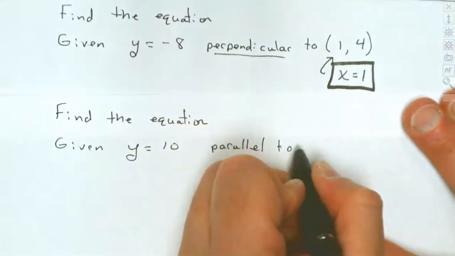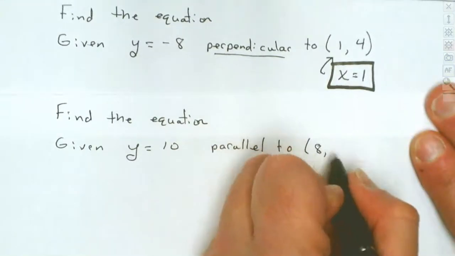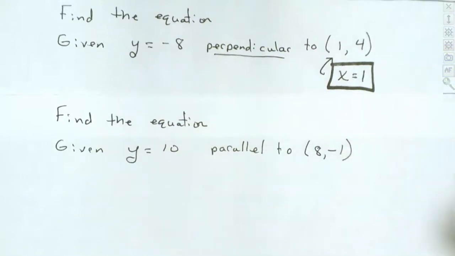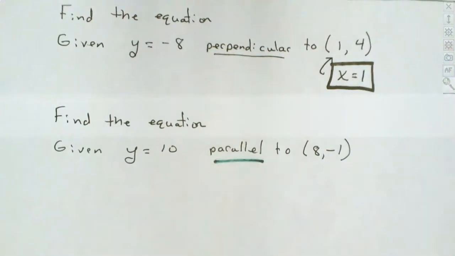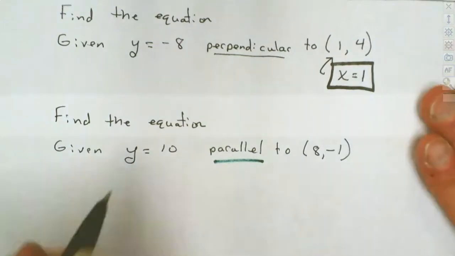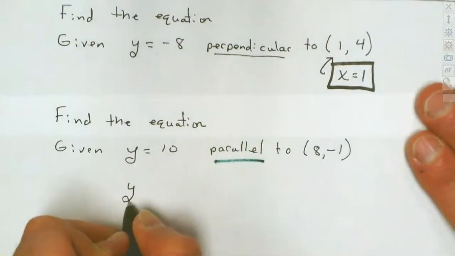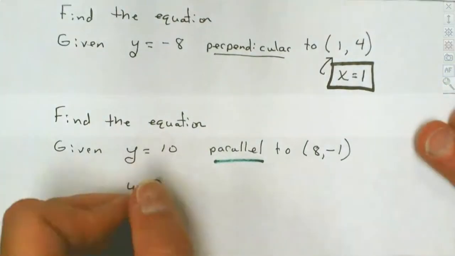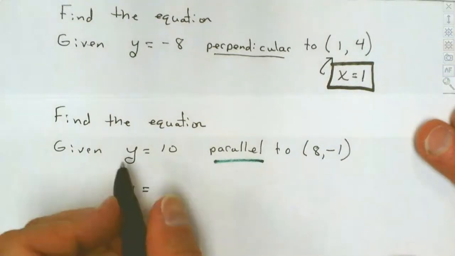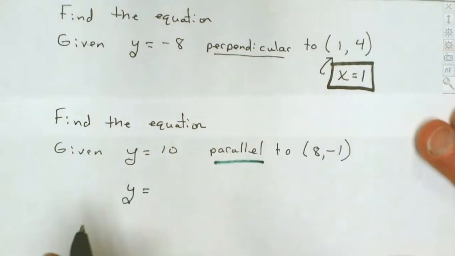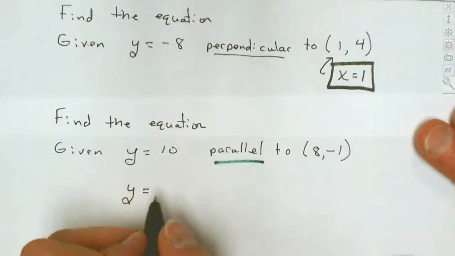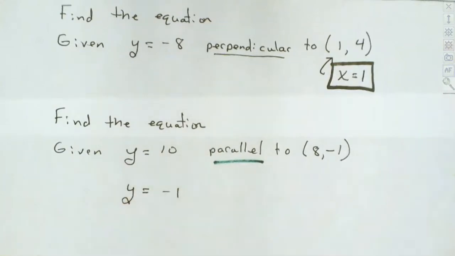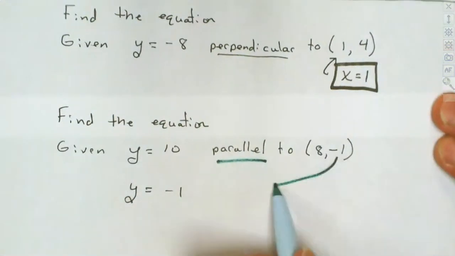Parallel to that point, 8, negative 1. And again, what's the key word here? Parallel. What does parallel mean? The same. So this is a y line here to begin with, so my answer is going to be another y line. And what's that y line going to be? Can someone tell me what it will be? Y equals what? I'll look at my ordered pair. What's my answer going to be? Y equals a negative 10, right? Because that's your y component of that line.